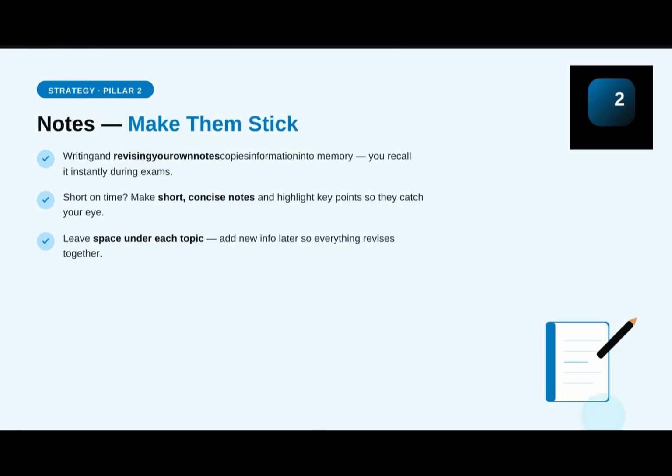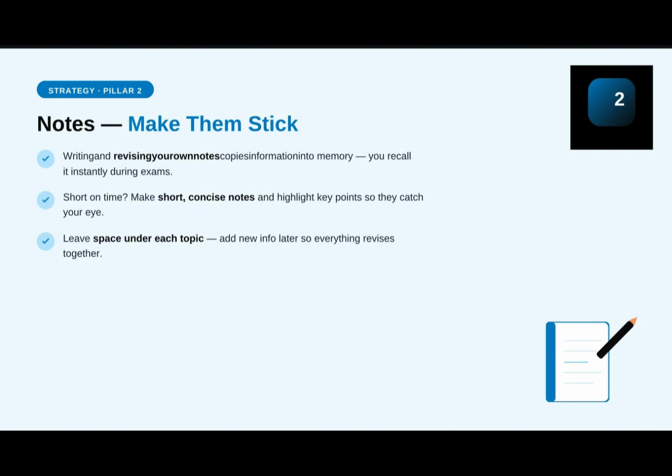Now we talk about the second thing, which is very crucial, and that is notes. A lot of people wonder whether they should make notes or not. For me, making notes always works. Here's why. When you make your own notes and revise them repeatedly, the information gets imprinted in your memory. So when you are solving a related question in the exam or in any mock test, you can easily recall exactly how and where you wrote it and apply that knowledge. If you don't have much time, at least make short, concise notes and highlight the important points so your eyes can catch them during revision.